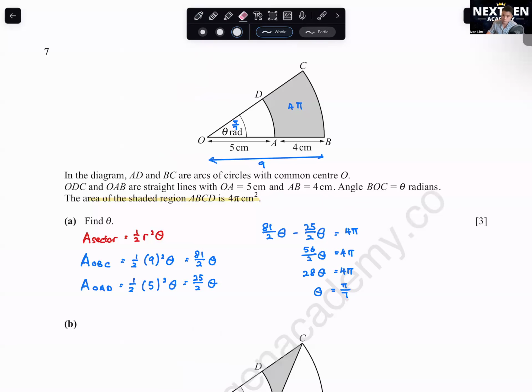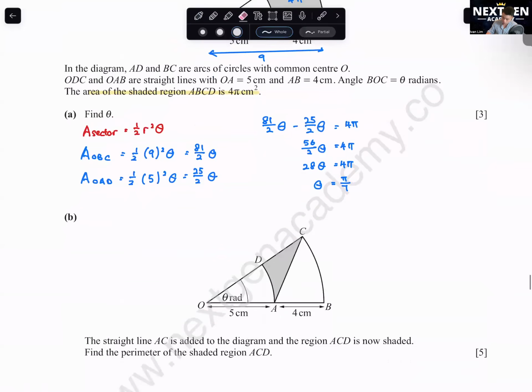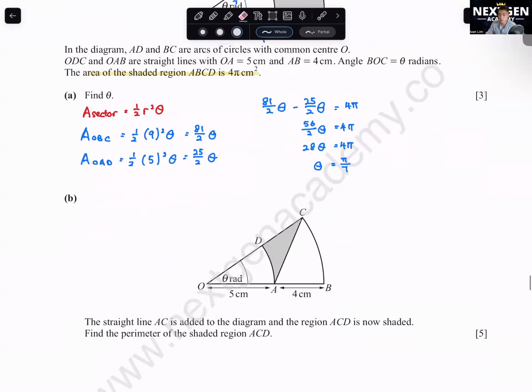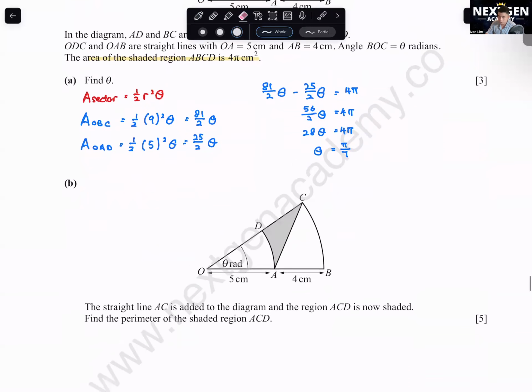Okay, next one. Let's look at question B. Okay, Avinash, this one, first one, you just need to take the big sector minus the small sector. Okay, question B, 5-mark question. The straight line AC is added to the diagram and the region ACD is now shaded. Find the perimeter of the shaded region. Okay, perimeter means this part here.